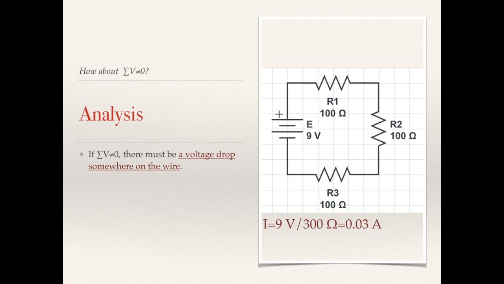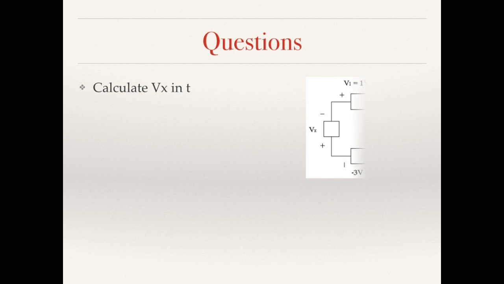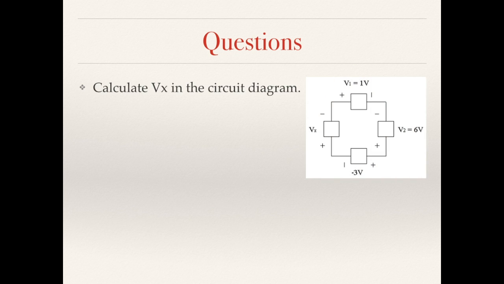there must be a voltage drop somewhere on the wire. But an ideal wire has no resistance, which means the current in this particular part of the wire will be infinitely large, and therefore does not equal 0.03 amps. So the result here is absolutely wrong, and it means the sum of voltage drops has to be equal to 0. So in the last part of this video, we're going to do some questions using KVL.